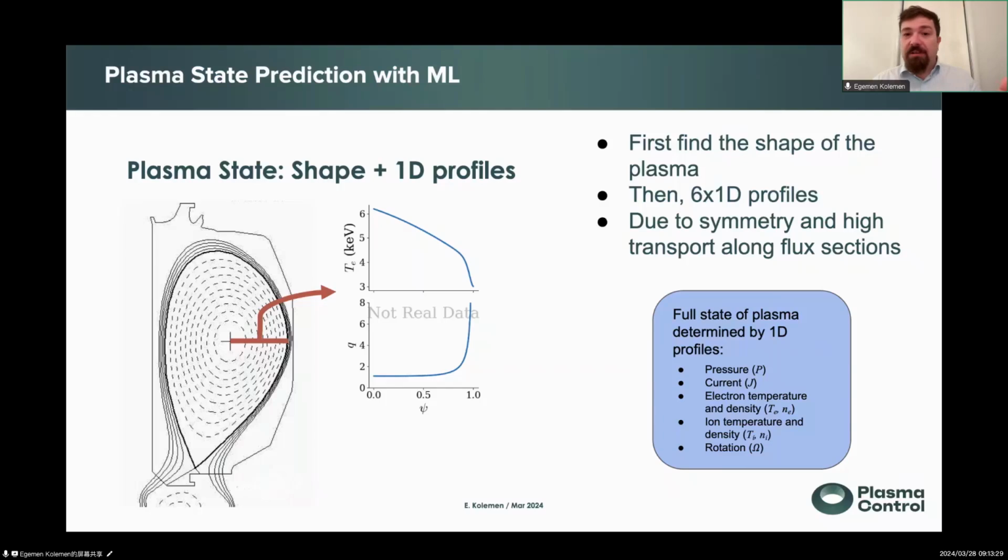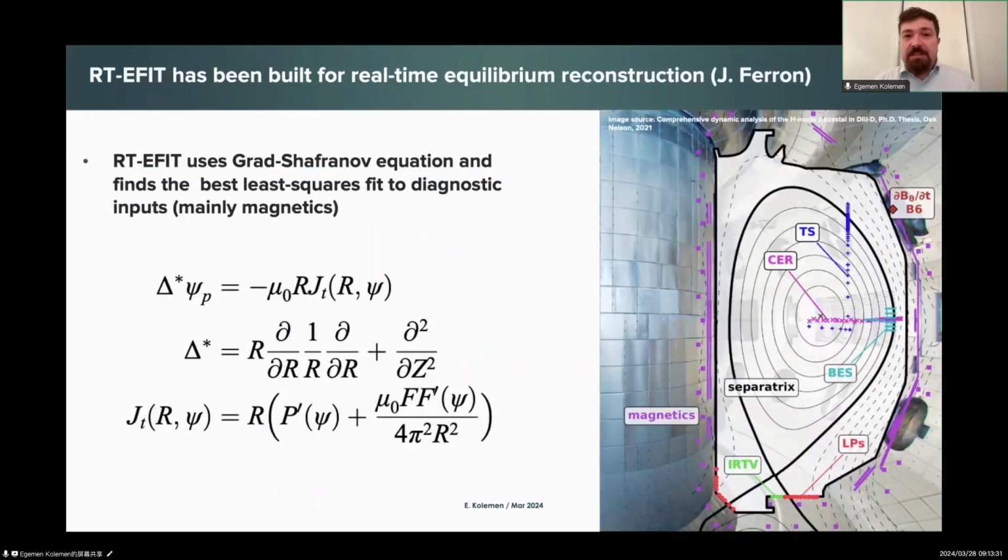So how do we find this? Well, if you take Maxwell's equations and simplify it and do some magic, you get into some sort of a PDE. It's very nonlinear that specifies the plasma state. So this is the Grad-Shafranov equation. It's a nonlinear PDE. So that's the fundamental equilibrium equation.